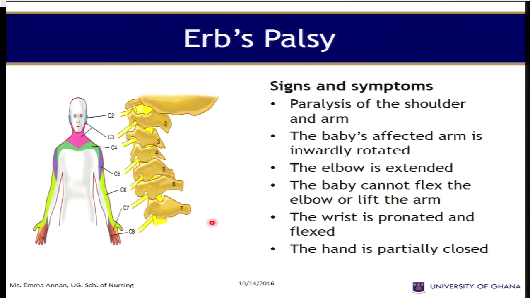So the signs that the baby usually presents are the following: paralysis of the shoulder and the arm. The baby's affected arm is inwardly rotated. The elbow is extended. The baby cannot flex the arm. The wrist is pronated and flexed, and the hand is partially closed.